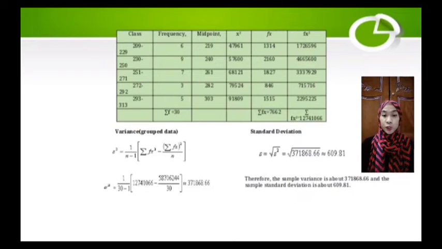The table shows that we can search the variance of grouped data and the standard deviation from the data sets that we get from the appendix. The answer for the variance of grouped data is about 371,868.66. Therefore, for the sample, the standard deviation is about 609.81.